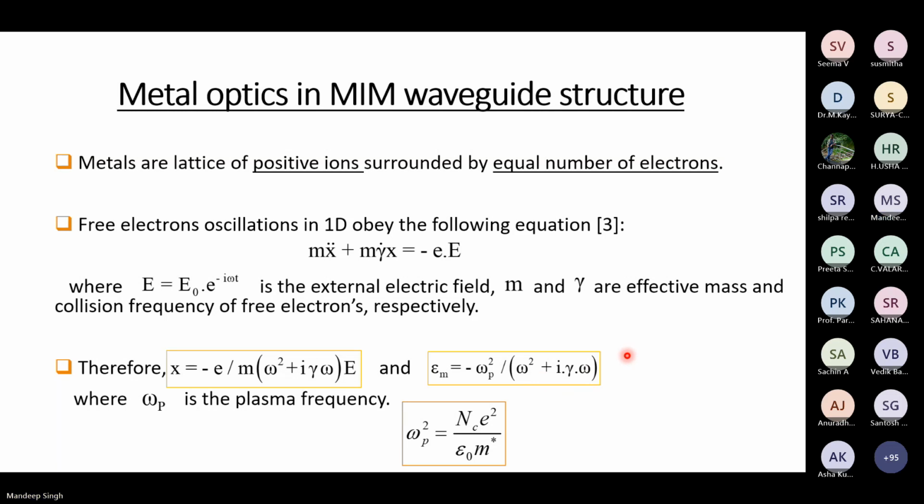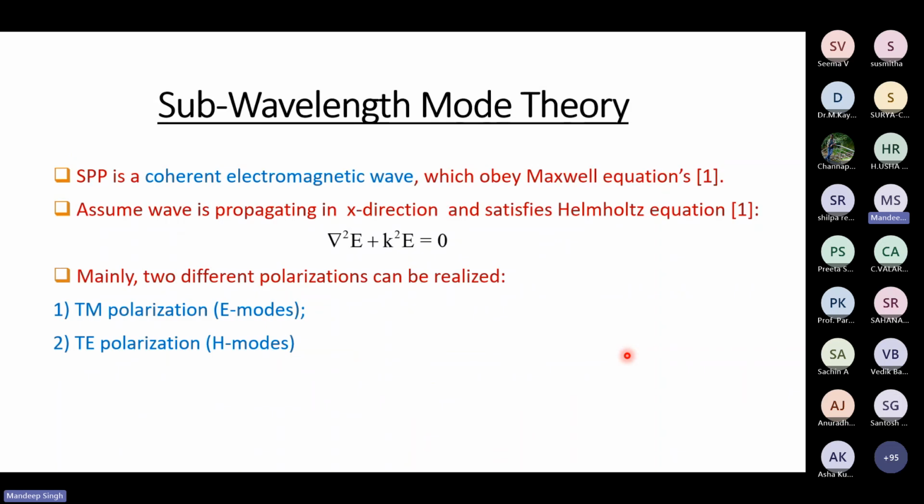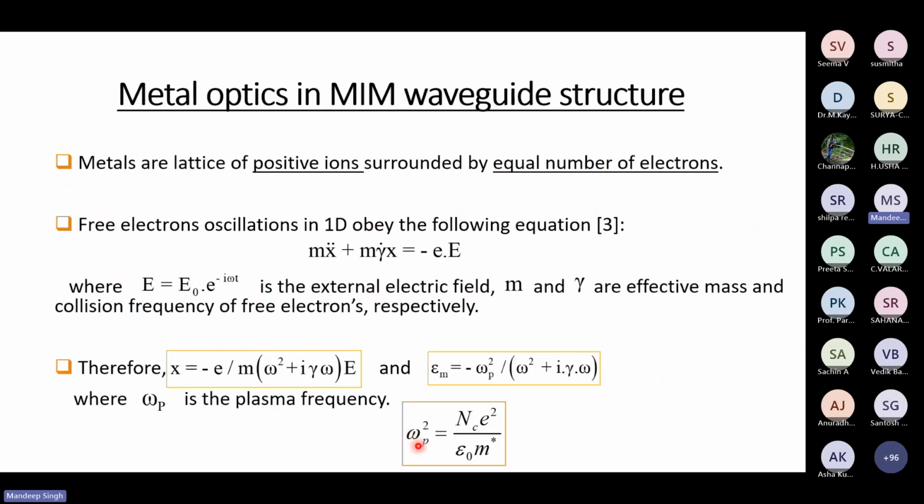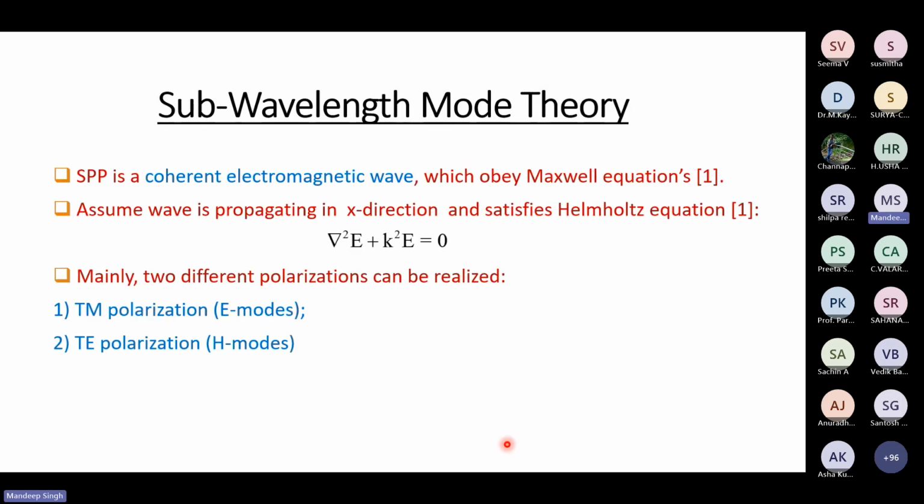Next, you can see that the plasma frequency is related to the concentration of the electrons: omega p square equals capital N c times e square divided by epsilon naught m. If you put in the values, we can get the permittivity of the metal. So next, let's move towards the sub-wavelength mode theory.